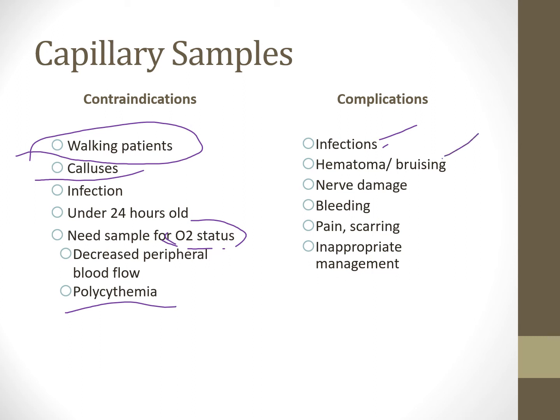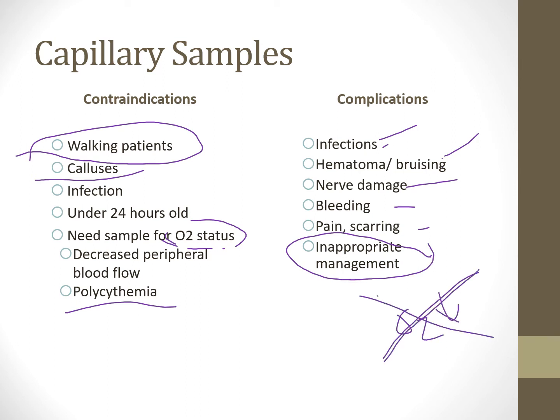Hematoma, bruising, these sound very similar to your arterial blood gas complications, right? Nerve damage, of course, I already talked about proprioception, how it can change how a kid walks ultimately too. Bleeding, of course, pain, scarring, and then inappropriate management as well. Big situations, especially inappropriate management, they're like, oh, their capillary oxygen level is low, and you're going to be like, no. No. What are your thoughts on an ABG?